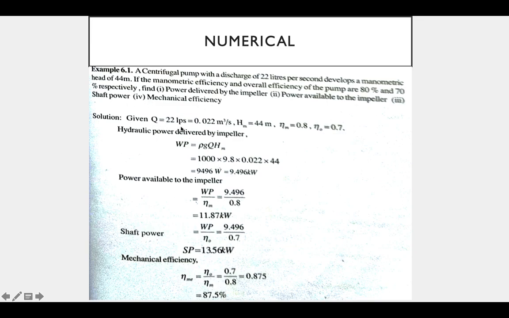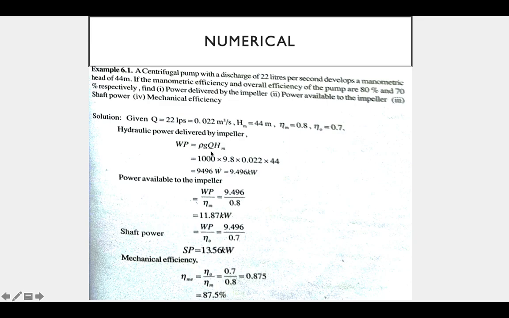So here the discharge is given as 22 liters per second. One liter is 1 by 1000 meter cube, so 22 liters will be 22 by 1000, that is 0.022 meter cube per second. Then manometric head, manometric efficiency and overall efficiency are given. So we can find out the water power. Water power is equal to rho g Q Hm.